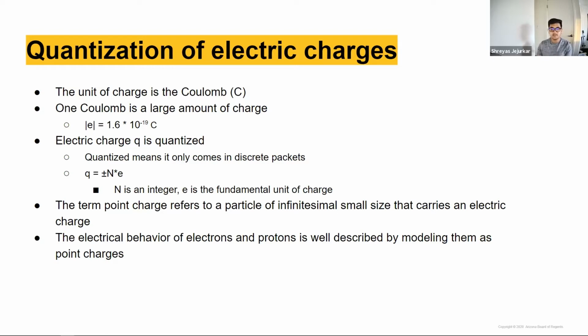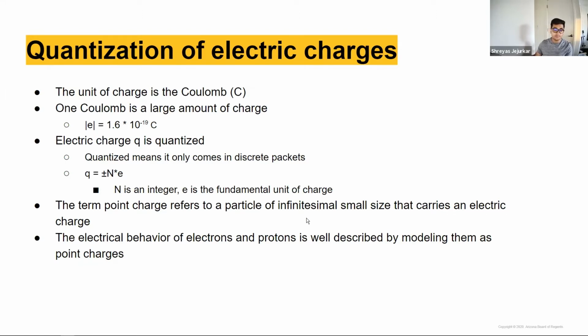So basically what we're saying is that electric charge Q only comes in multiples of this value here, e, which is also right here. Now this is the charge on an electron, if it's negative, or the charge on a proton, if it's positive. So electric charge Q can only come in multiples of that charge.